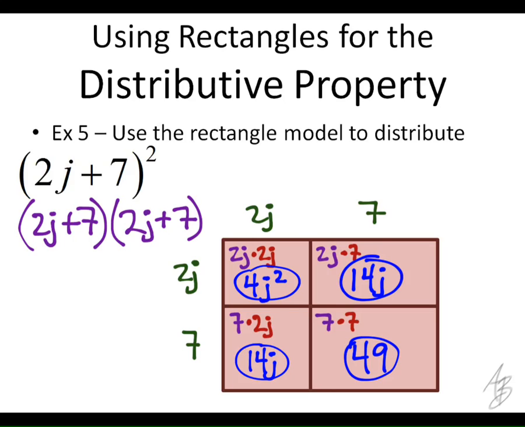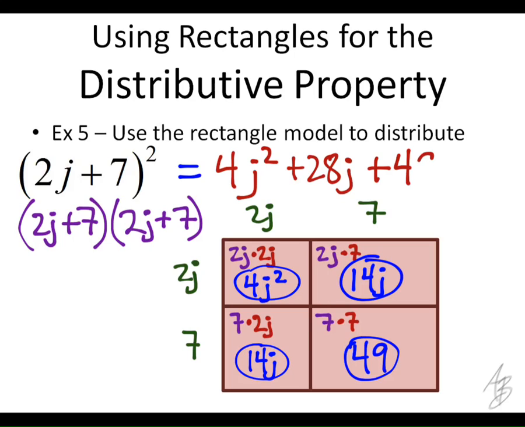All right, so then Aaron, to add them all together, which one's going to go first? All right, so we'll have the 4j squared first. Then when we combine these two here, what are we going to get? Plus 28j. And then plus the 49. There's no j on that. You see a j there? All right.